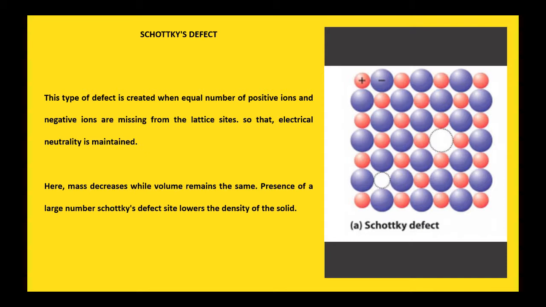Schottky's defect. This type of defect is created when equal number of positive ions and negative ions are missing from the lattice sites, so that electrical neutrality is maintained. Sa Schottky defects, nababawasan yung mass pero yung volume ganun pa din. Nagkakaroon ng vacant kasi naaalis yung atoms or ions sa loob papunta sa labas. Madalas ito lumabas sa mga highly ionic compound, example ay sodium chloride, potassium chloride, at potassium bromide.